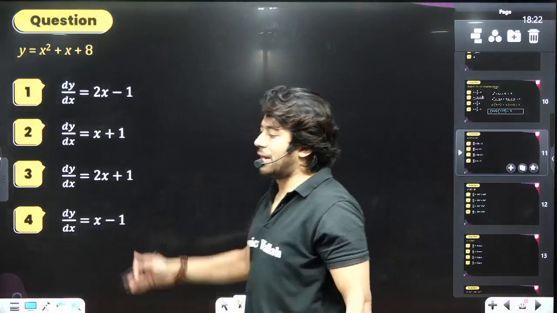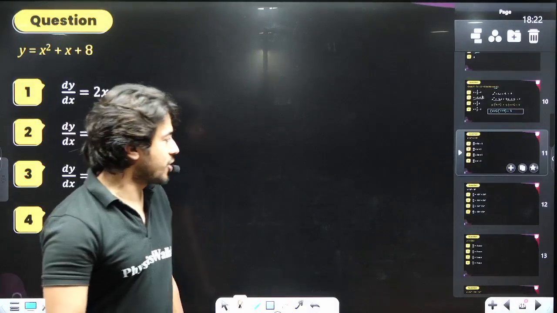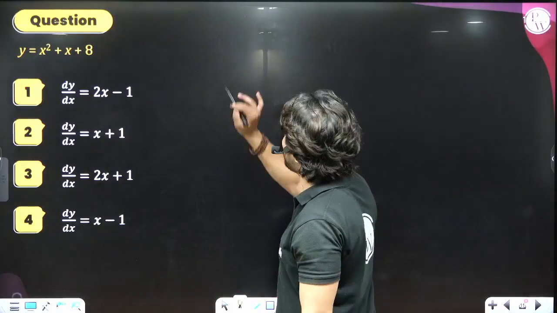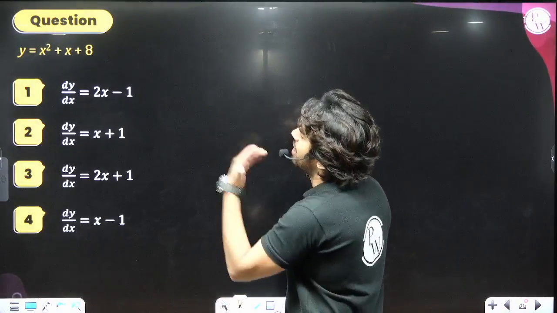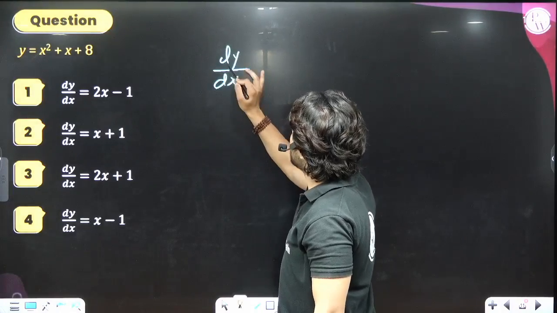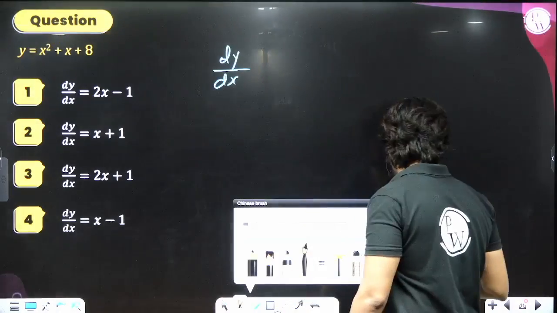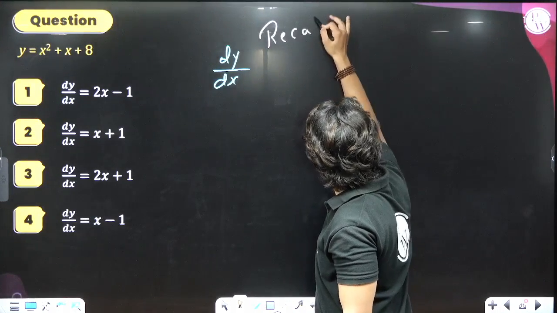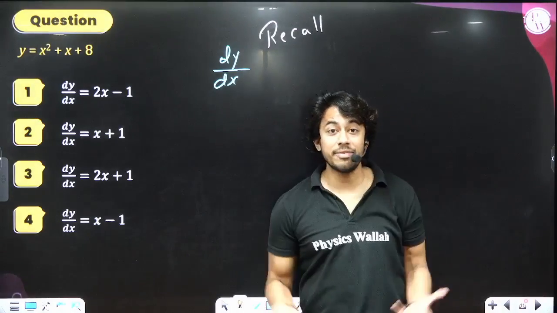Now we begin with differentiation. Have a look at the question. It says that you are having an equation in front of you and they are asking you about dy by dx. Let us recall what this dy by dx is. Let's have a recall. What is dy by dx?